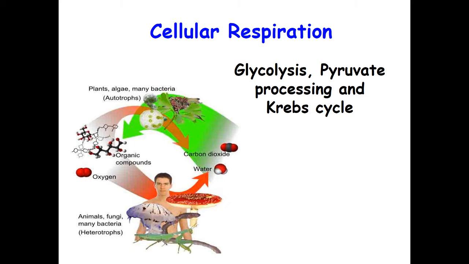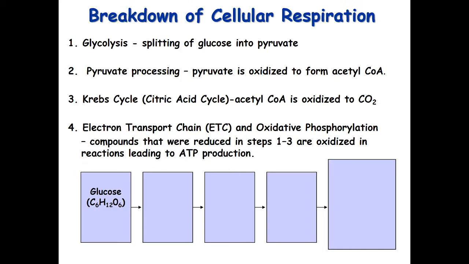Today we're going to talk about part 2 of cellular respiration. Last time we did all the introductory work for this chapter, and this time we're actually going to go into the steps of cellular respiration inside a cell. There are 4 major steps. Today we're going to talk about the first 3, and next Wednesday we'll finish this chapter by talking about the last step.